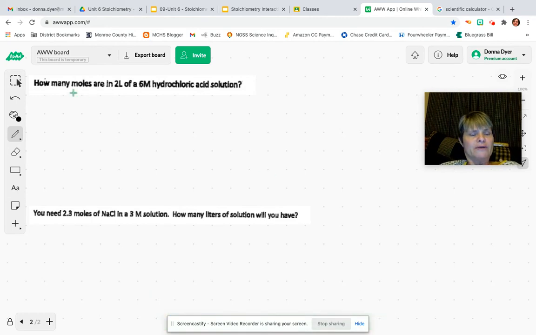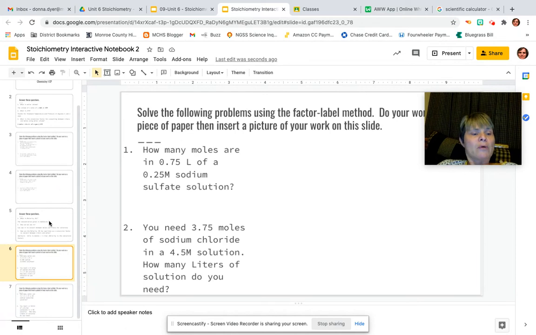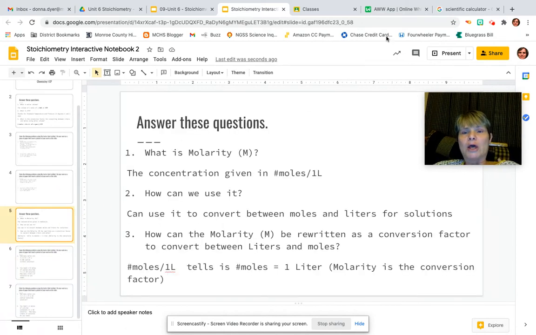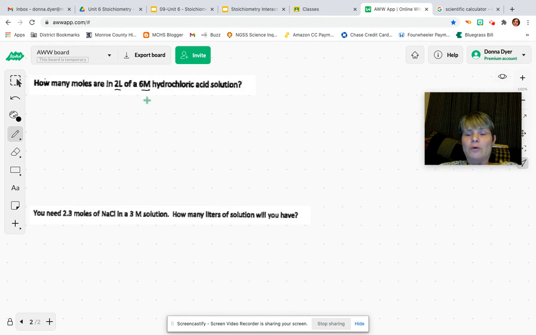Let's go ahead and look at the first problem. How many moles are in 2 liters of a 6 molar hydrochloric acid solution? So guys, here notice that we are given 2 numbers. One of these is our given. The other one is our molarity, which is our conversion factor. So when we see this 6M, guys, that's our molarity. If you go back and look, our molarity is a capital M. So when you see that capital M, you know that that is your molarity. That is your conversion factor, okay? So then that means that this 2 liters is our given.